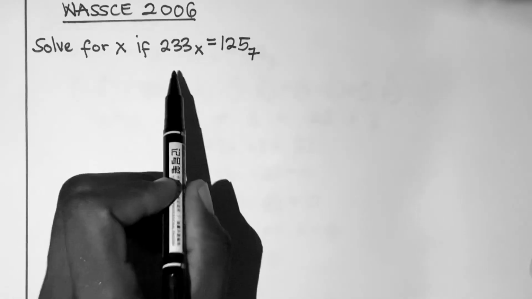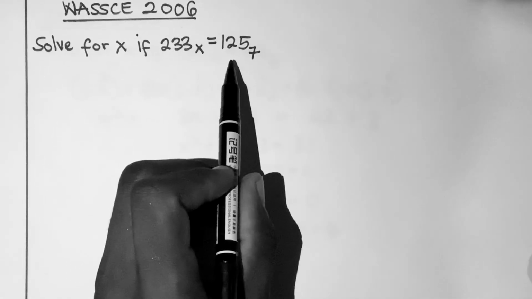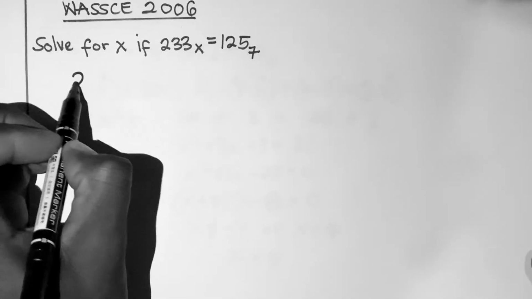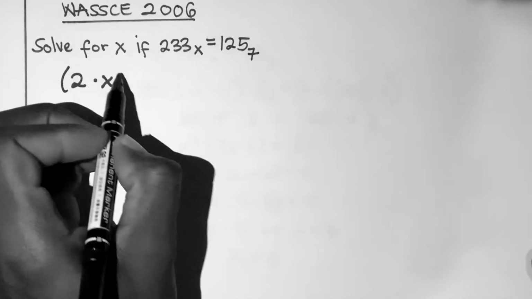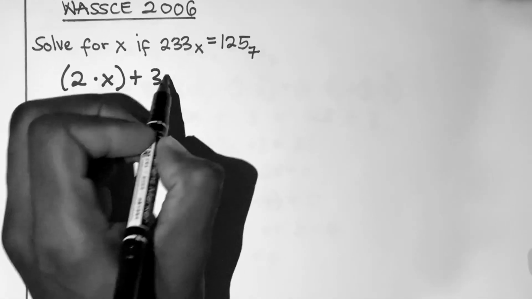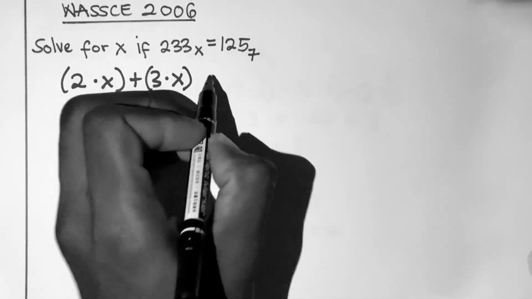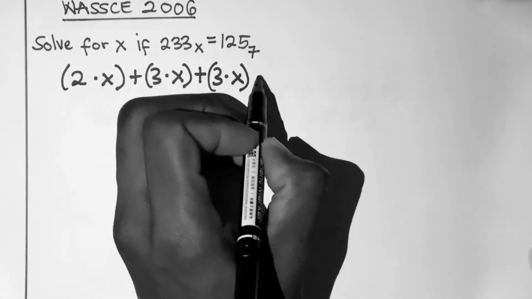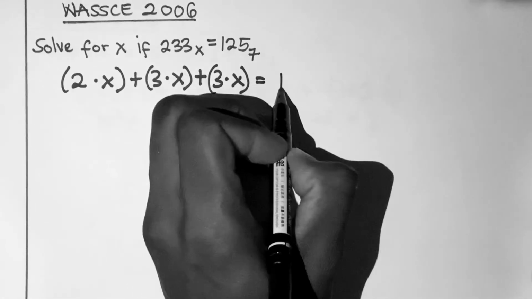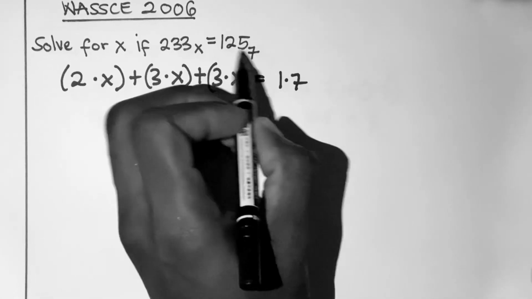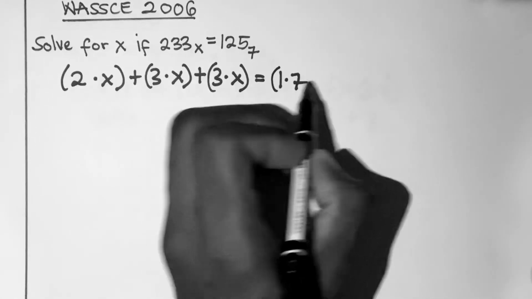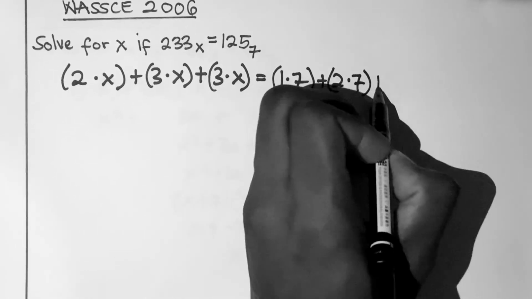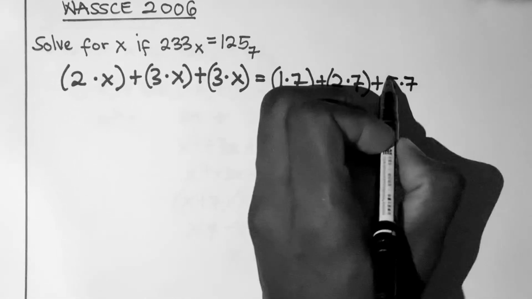Solve for x if 233 base x is equal to 125 base 7. So now, we have 2 times x squared, put it in one bracket, then plus 3 times x, put that also in another bracket, plus 3 times x to the power 0, put that also in another bracket. This is equal to 1 times 7 squared. We are converting this 125 base 7 to base 10. Then plus 2 times 7, then plus 5 times 7.